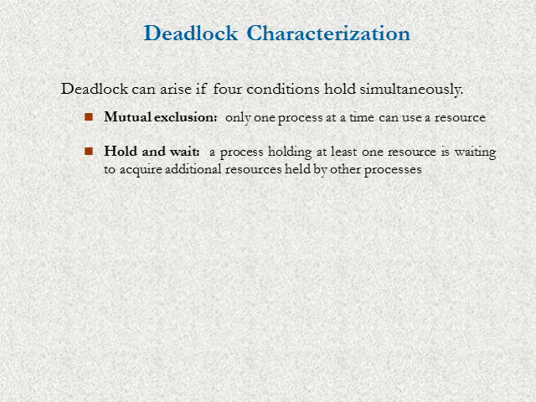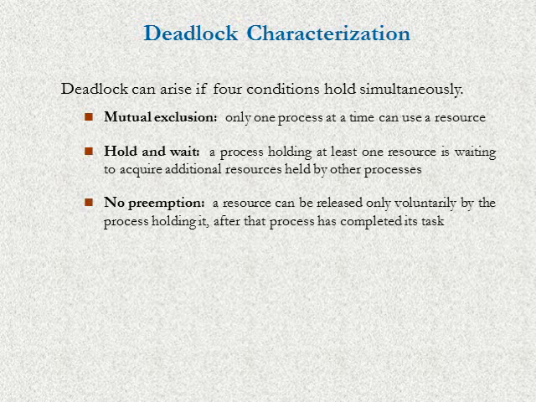So holding a resource and waiting for the other one is the second condition that leads us towards a deadlock. The third condition is non-preemption. In systems, when we are unable to forcefully withdraw resources from a process, this is also a condition that is necessary for a deadlock to occur.